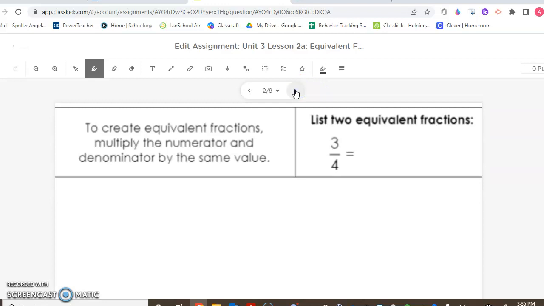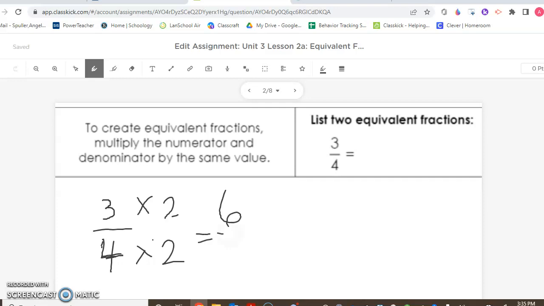All right, so how do we make equivalent fractions? To create equivalent fractions, multiply the numerator and the denominator by the exact same number. So my way of thinking about this is whatever I do to the top, I'm going to do to the bottom. So let's take 3/4 down here. I'm going to multiply both. I like to pick easy numbers. So 2 is always an easy number. 3 times 2 is 6. 4 times 2 is 8. So 6/8 is an equivalent fraction.